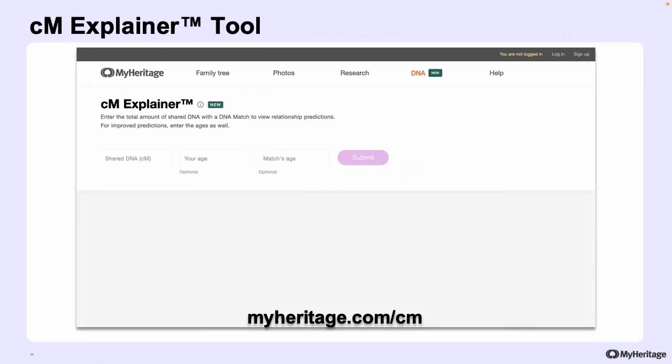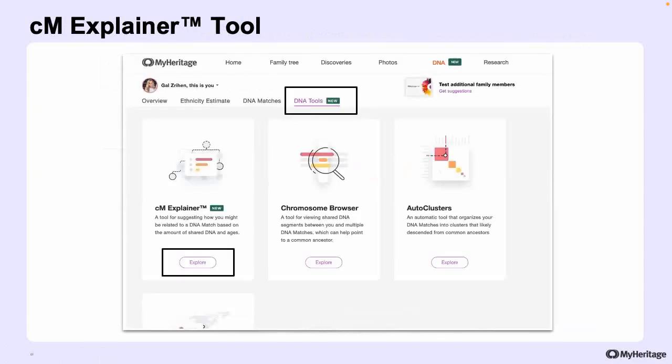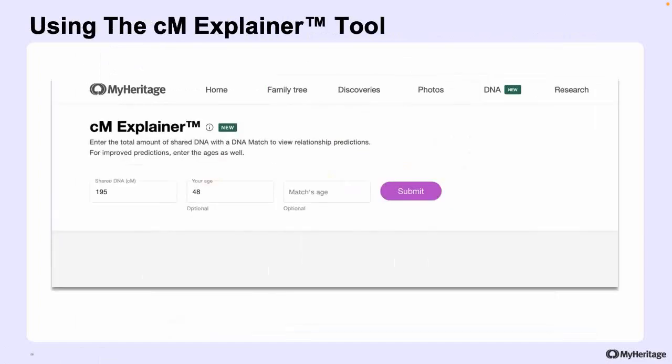Okay, so we saw how the CM explainer works in DNA matches. But if your data is not on MyHeritage yet, you can still use myheritage.com/CM, the CM explainer standalone tool. You can also access it from your DNA tools. So if you go to your home screen, DNA tools, and click on CM explainer, you will be able to access it.